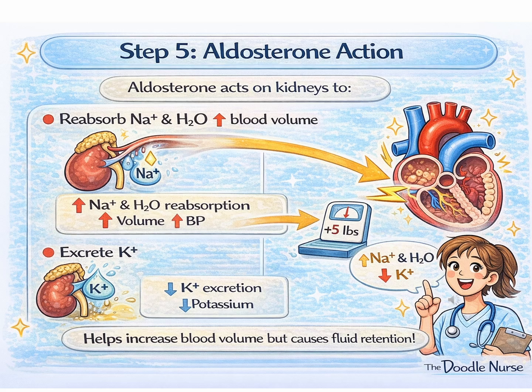Aldosterone acts on the kidneys and basically says, hold on to the sodium and water and get rid of potassium. So this increases blood volume, which helps in emergencies, but it also leads to fluid overload if RAAS stays activated.